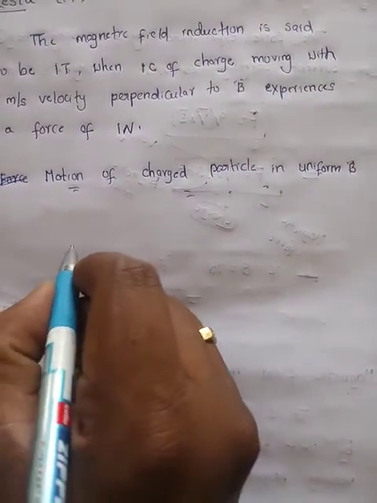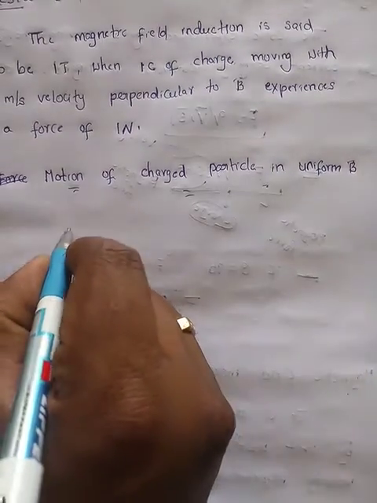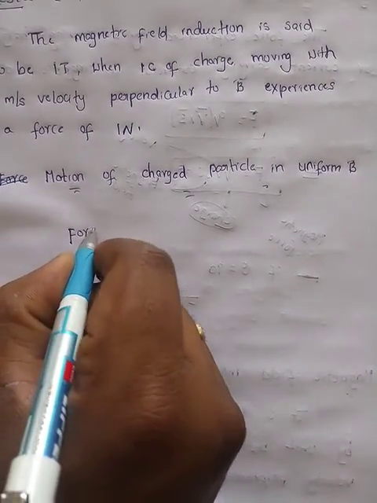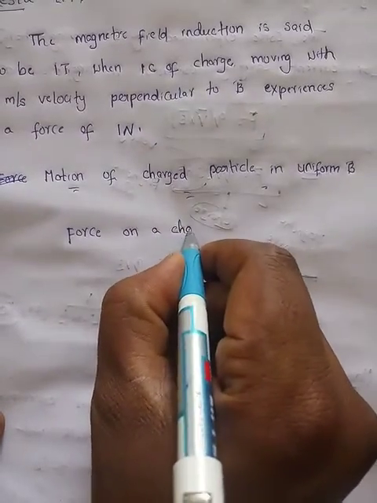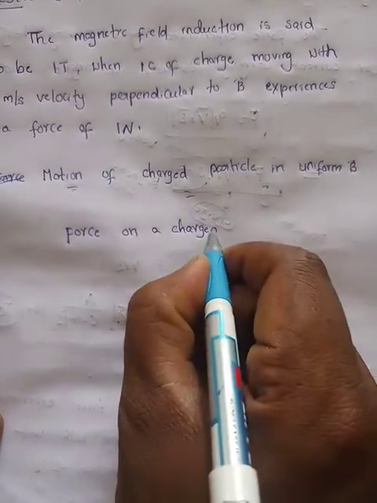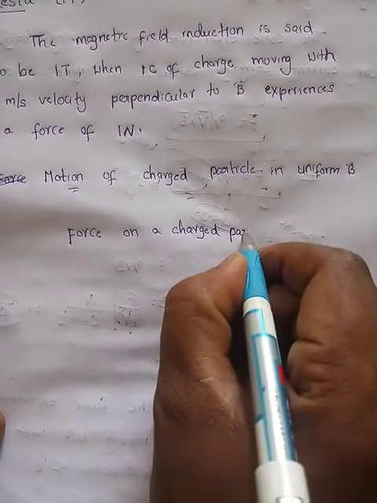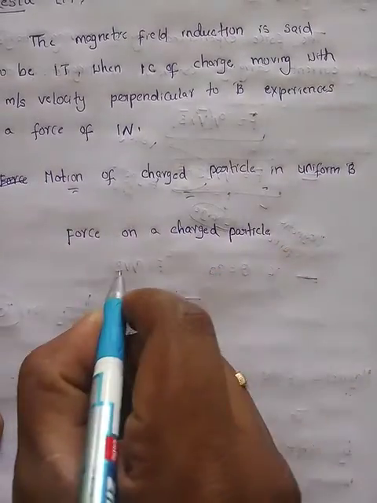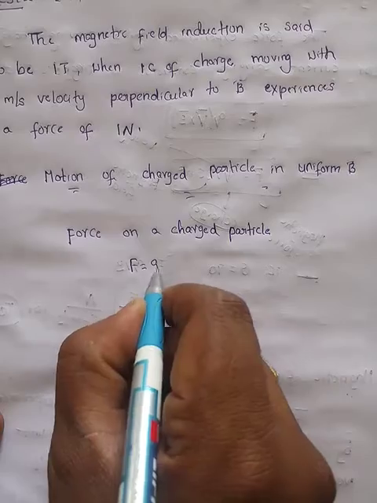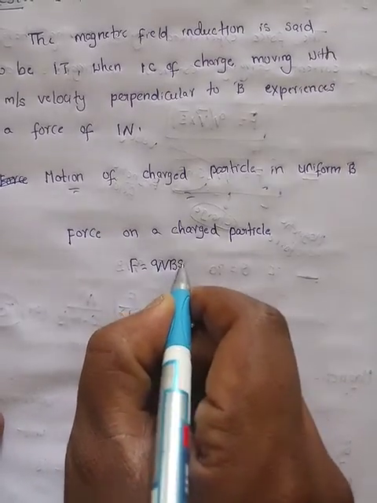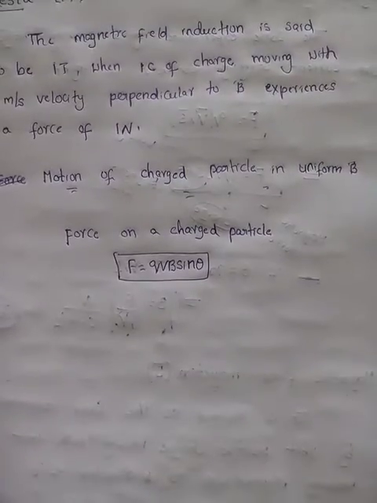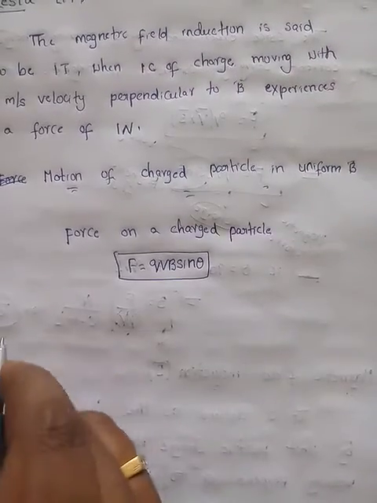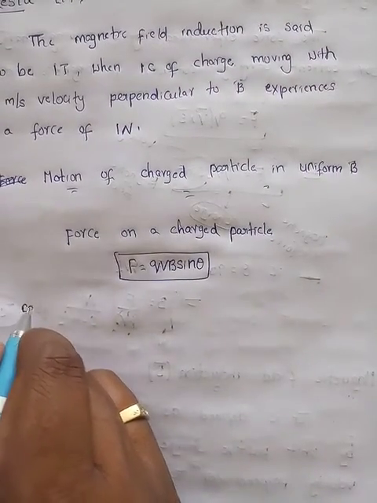First, if you apply a magnetic field on a charge, it should experience a force, right? So, force on a charged particle in a magnetic field is what we discussed in the last class. Force on a charged particle F is equal to QVB sin theta. F is equal to what? QVB sin theta.